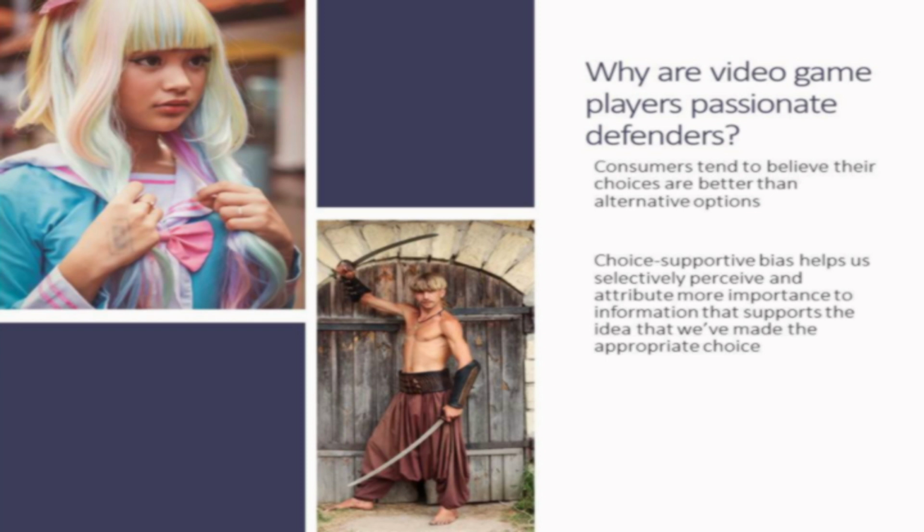So choice supportive bias helps us selectively perceive and attribute more importance to information that supports the idea that we've made the appropriate choice. We've made the appropriate choice. If anybody thinks differently, that means I'm wrong. It's not so much that we're worried about the video game reputation. We're also protecting our own decisions. Let's keep going.